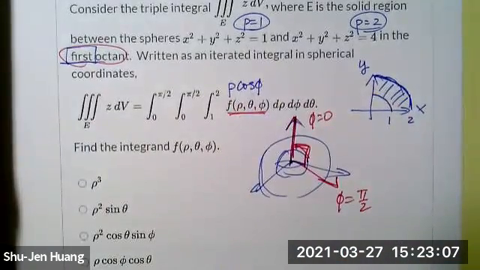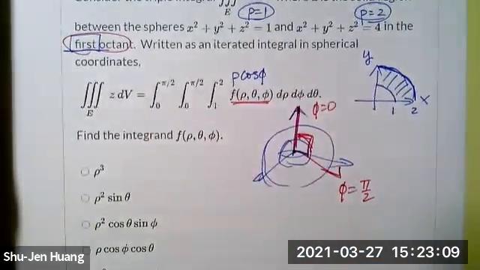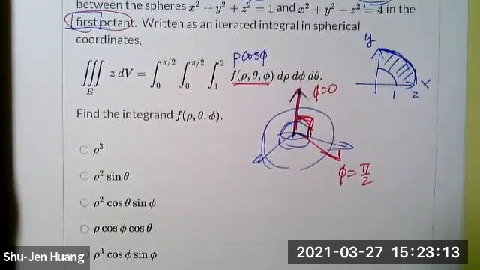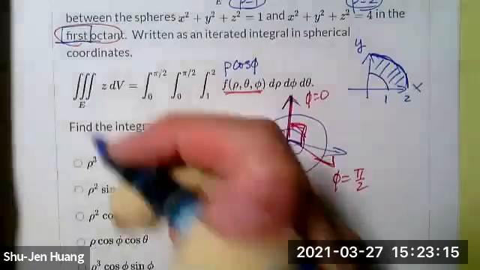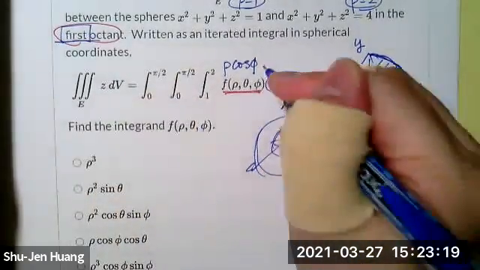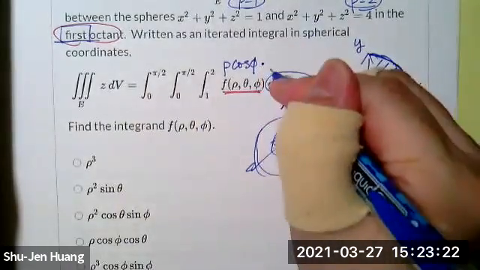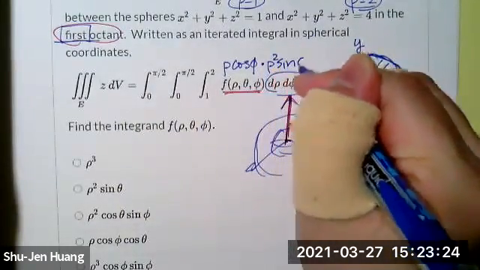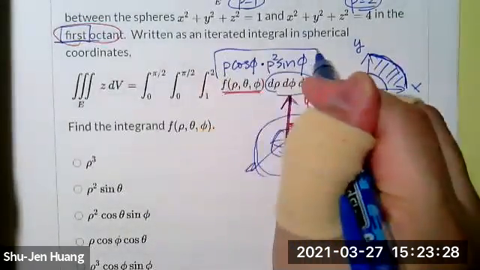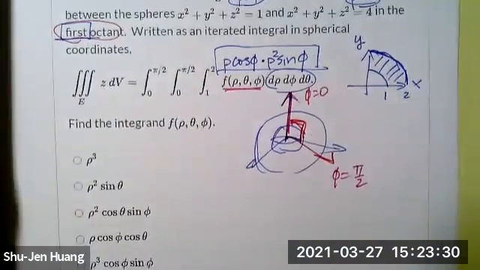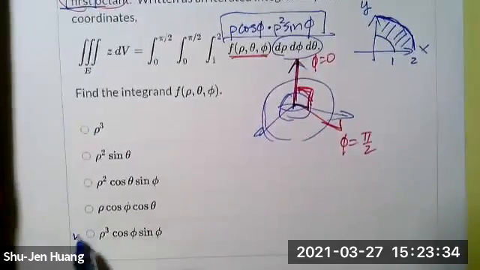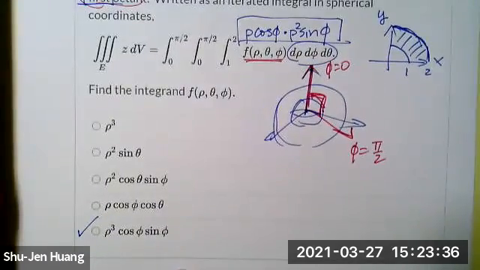But is that the answer for the integrand F, rho cosine phi? No, you need to include the Jacobian, rho squared sine phi. When we convert to spherical coordinates, you need to multiply by the absolute value of the Jacobian, which is rho squared sine phi here. So together, this will give us the integrand F. So we have rho cubed sine phi cosine phi, the last one here. Okay, is that good?